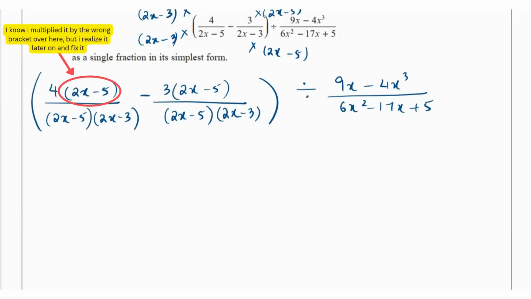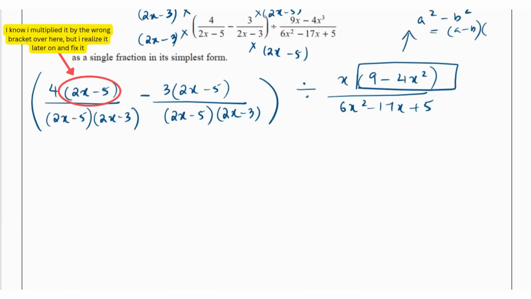If we look at the second fraction, you must be noticing that in the numerator we have x common. So let's take that x common. So that's going to be x bracket 9 minus 4x squared. Now, if you highlight this, we can see that this is difference of perfect squares. A squared minus b squared is equal to a minus b times a plus b. Whereas in the denominator, we have a quadratic equation, which you will factorize using the quadratic formula or splitting the middle term.